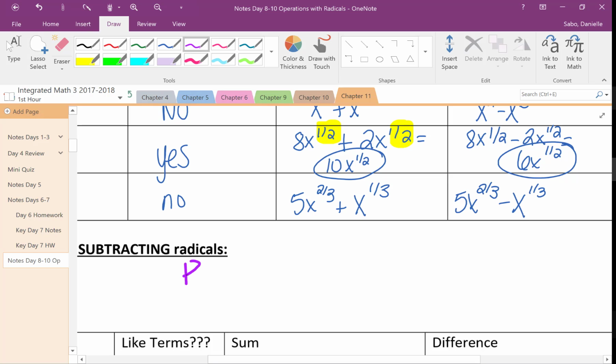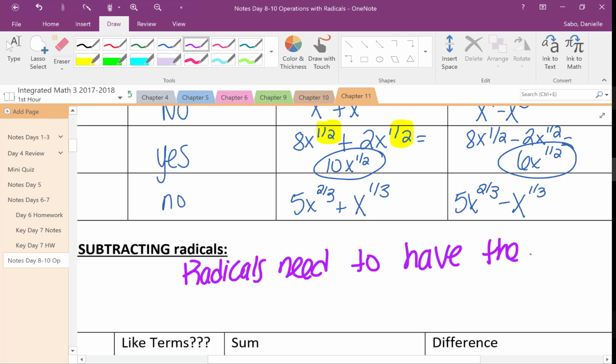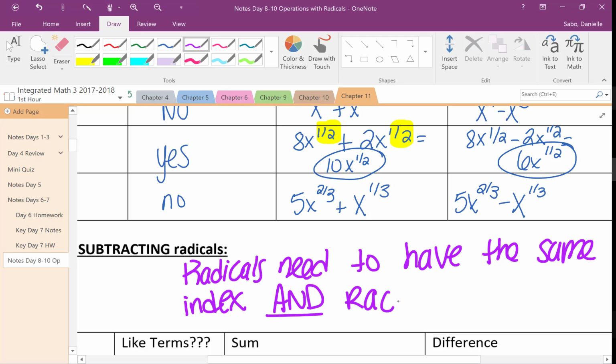So radicals need to have the same index and what we call the radicand. Radicand. Okay, remember what the radicand is. Inside. So like the square root of 3. In order to add and subtract, you also have the square root of 3. You can't have like the square root of 4. They're different. Completely different. Right? Questions?